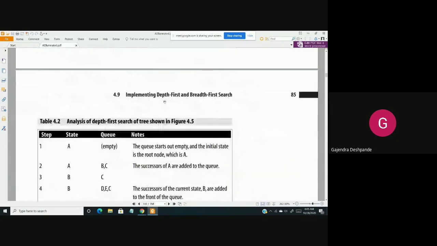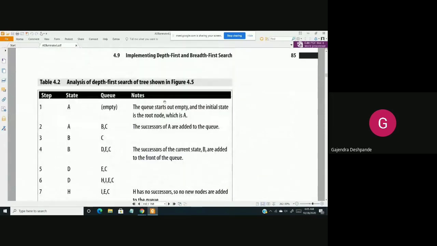You will get similar questions in your final exam. You will get similar questions in your IIT tests, where a tree will be given to you, and you need to apply DFS or BFS or whatever algorithm, and find out and write the analysis of that particular tree using the given algorithm.